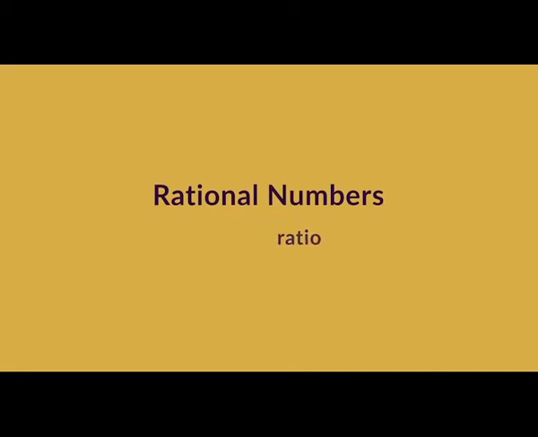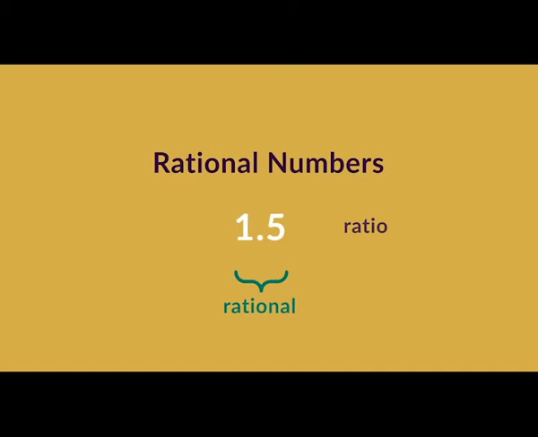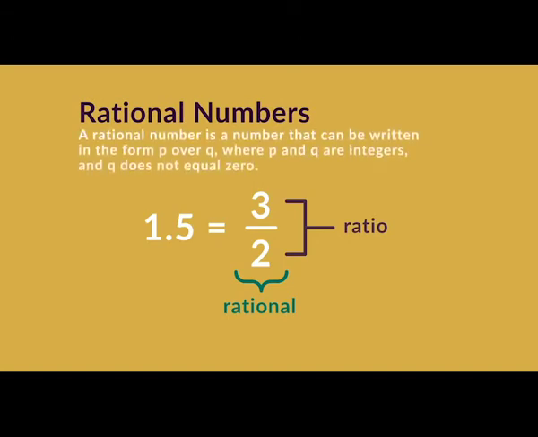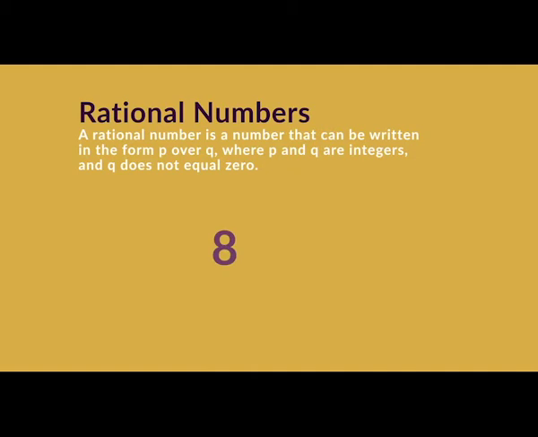A rational number is a real number that can be written as a fraction, i.e. as a ratio. For example, 1.5 is a rational number because 1.5 as a fraction is 3 over 2. The formal definition is, a rational number is a number that can be written in the form p over q, where p and q are integers and q does not equal 0. So a number like 8 is a rational number because it can be shown as 8 over 1.